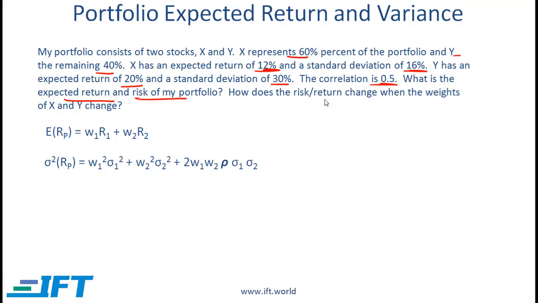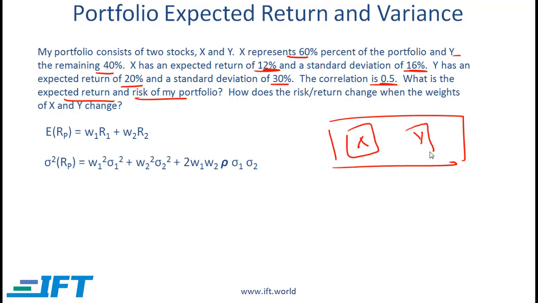And then we need to look at how the risk and return changes when the weights of X and Y change. Simplistically, here is what's going on. This is the portfolio with two assets, X and Y. The risk of each asset is given by the standard deviation of that asset. So X by itself has a risk of 16% or 0.16. Y by itself has a higher risk of 30% or 0.3.